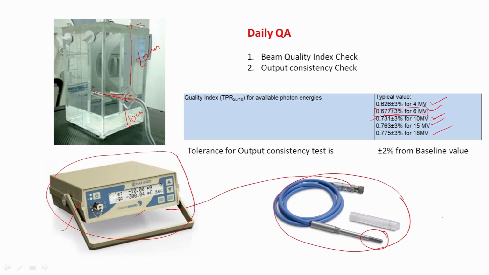Output means your absolute dose at the value of Dmax, which we will see further, and the value of absolute dose should not deviate more than plus minus 2% of the baseline value. This baseline value is obtained at the time of machine commissioning, which we will understand in further slides. So from that value, the everyday measured value should not deviate more than plus minus 2%.